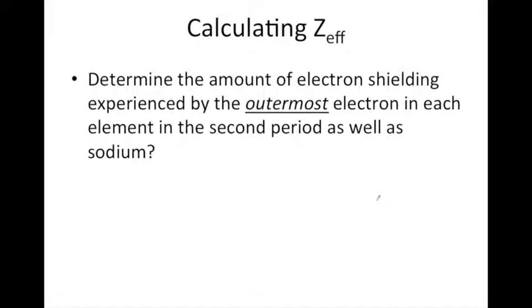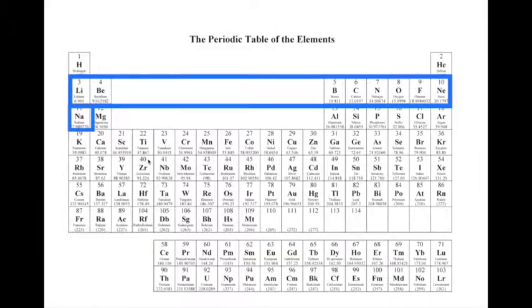Let's determine the effective nuclear charge, and therefore the electron shielding value, for the outermost, highest energy electron in each atom in the second period, as well as sodium. We want to use Slater's rules to figure out the shielding value. If you would, pause the video and give it a try. See if you can calculate what you would get for each atom before I work through it. Pause the video and try a few before you look at my worked examples.